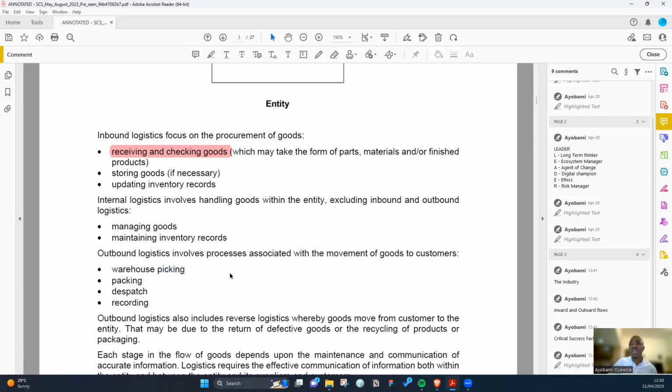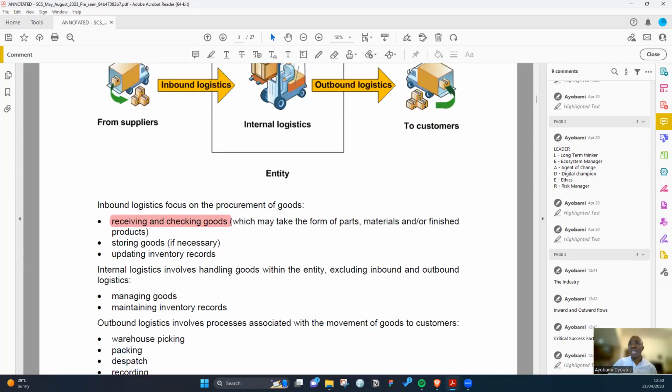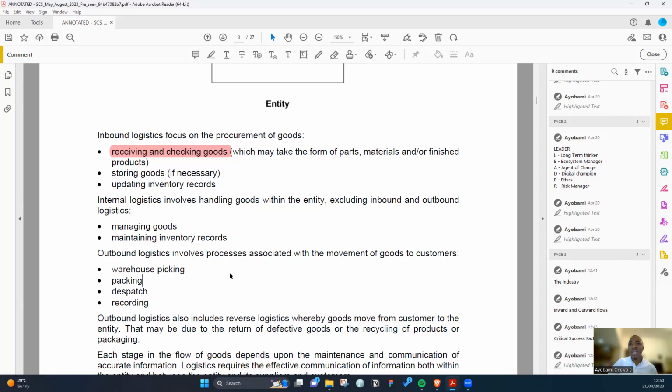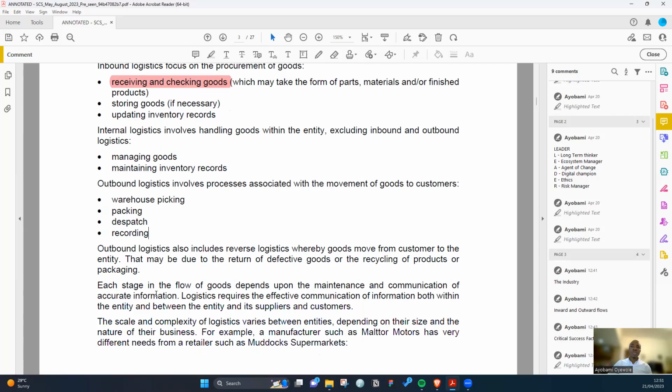Then you have the packing. Some of the goods need to be packed in containers, in cartons, in different kinds of packages. Then you have the dispatch. You have dispatch riders, and then you have the recording as well. You maintain proper record in the end.